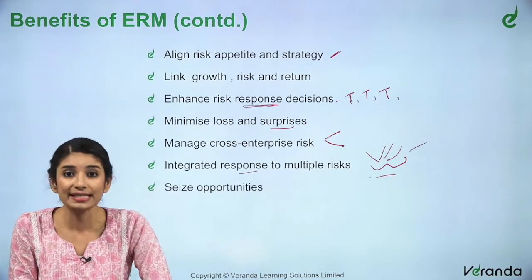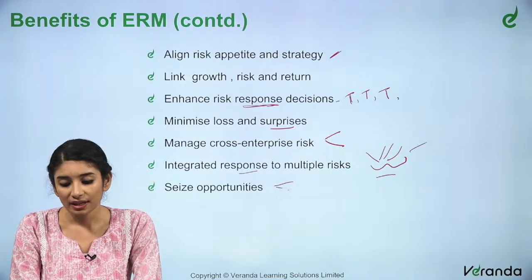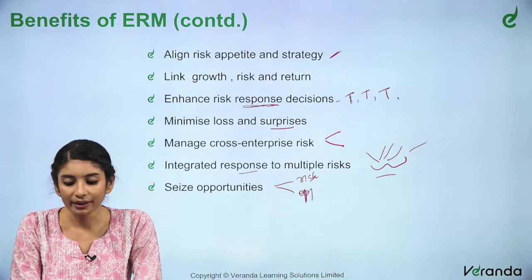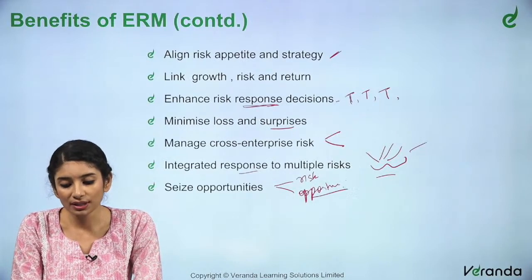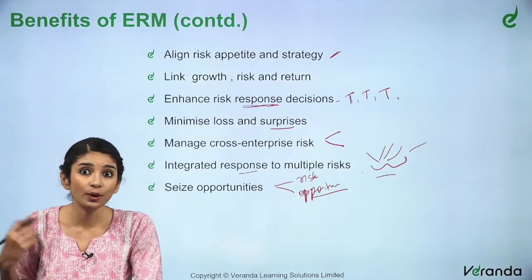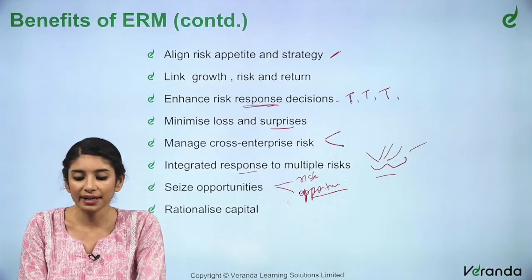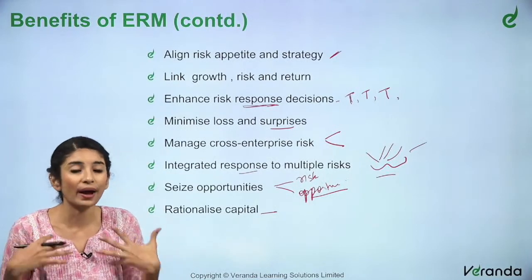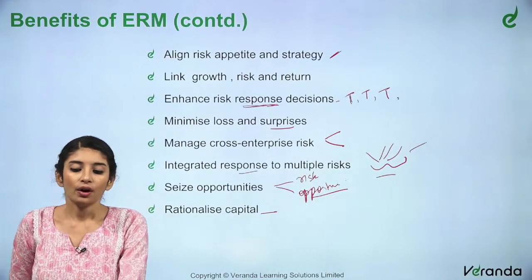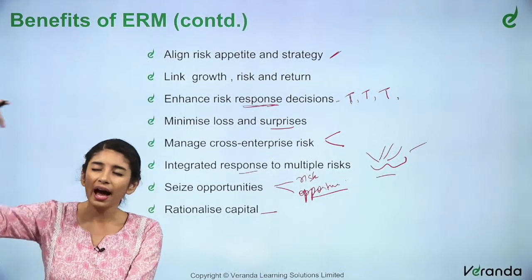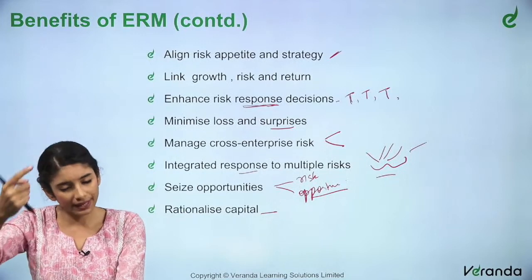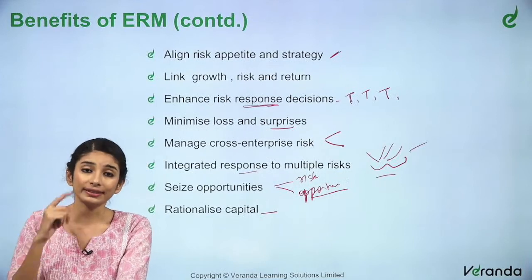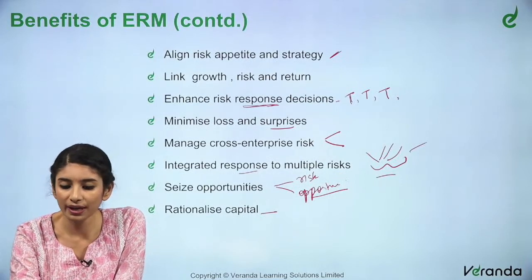Seize opportunities. There could be external or internal events that could be classified as risk or as opportunities. Whatever events are opportunities, I need to have controls so that I can quickly grab the opportunity and grow from there. And rationalize my capital: I need to know where to allocate my funds, on what controls or what systems. Only if I have enterprise risk management in place will I have answers to all these questions. Clear? So, that's the benefits of ERM.